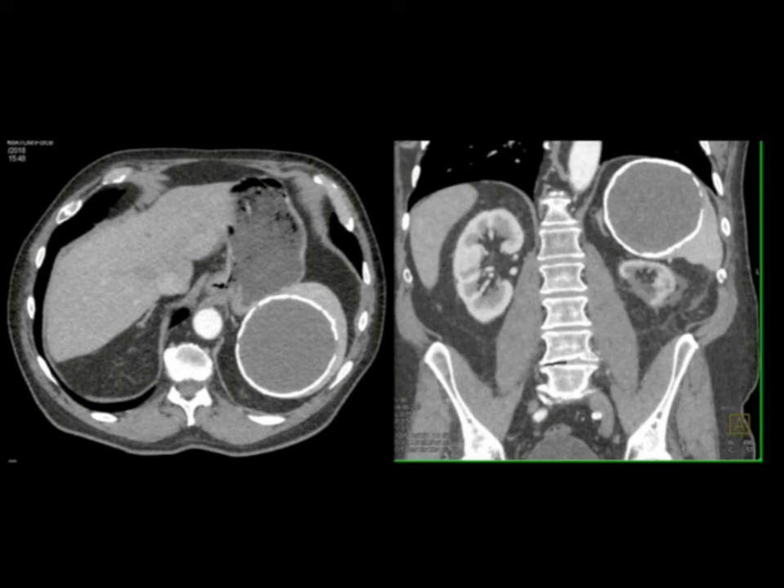Now you can see I was sort of vague in my answer or the choices I gave you because I didn't say it was a simple cyst that calcified. I didn't say it was an old hematoma that calcified. I didn't say it was hemangioma that calcified. I know it's benign. We followed it. It's been there for a while.